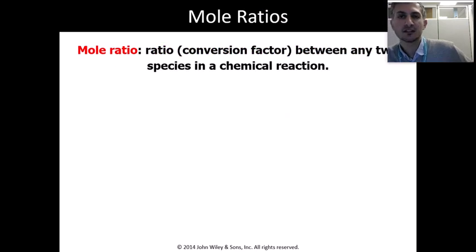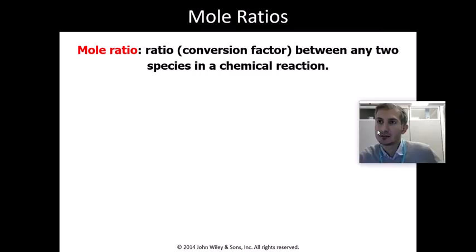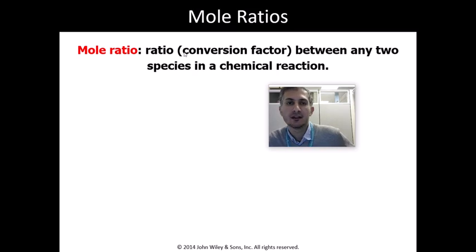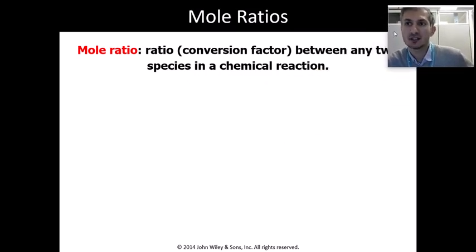First, let me define one concept in chemistry. We call it mole ratio. As you see here, based on this definition, it says the ratio or conversion factor between any two species in a chemical reaction. Any two species in the chemical reaction. It means it doesn't matter whether we have them as a product or reactant. If you pick any two, it would be called a mole ratio.